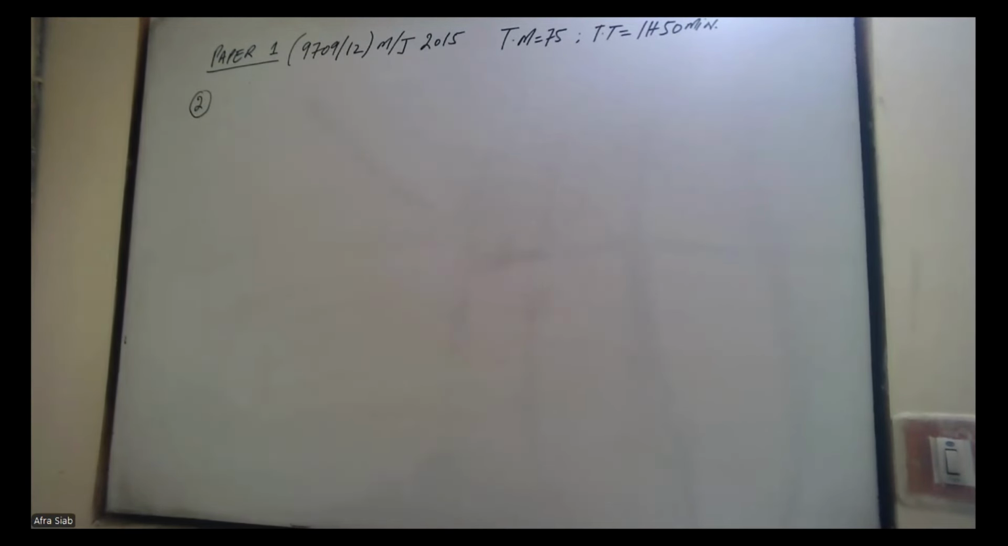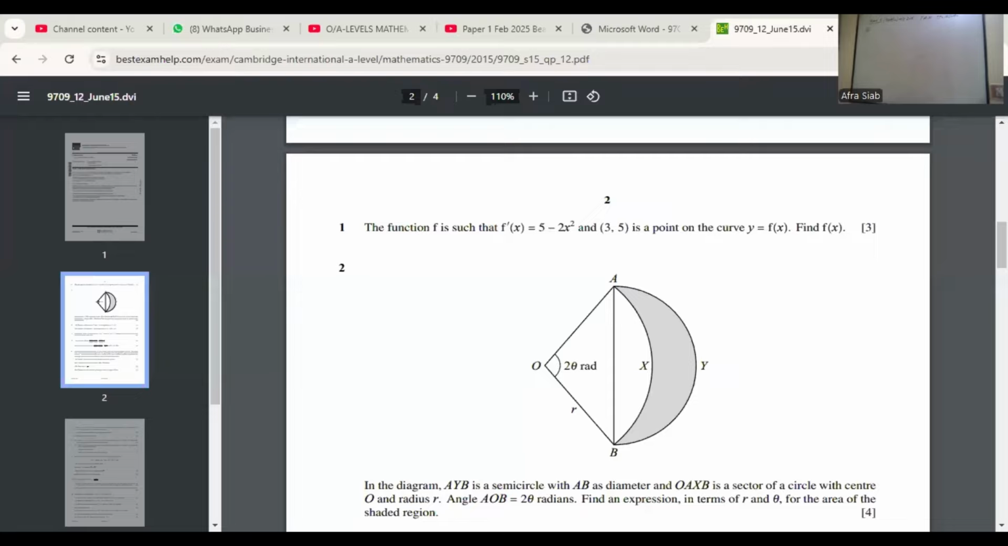Now, question number 2. In the diagram, AYB is a semicircle with AB as a diameter, and OAXB is a sector of a circle with the center O and the radius R, where angle AOB is equal to 2 theta radians. Find an expression in terms of R and theta for the area of this shaded region.